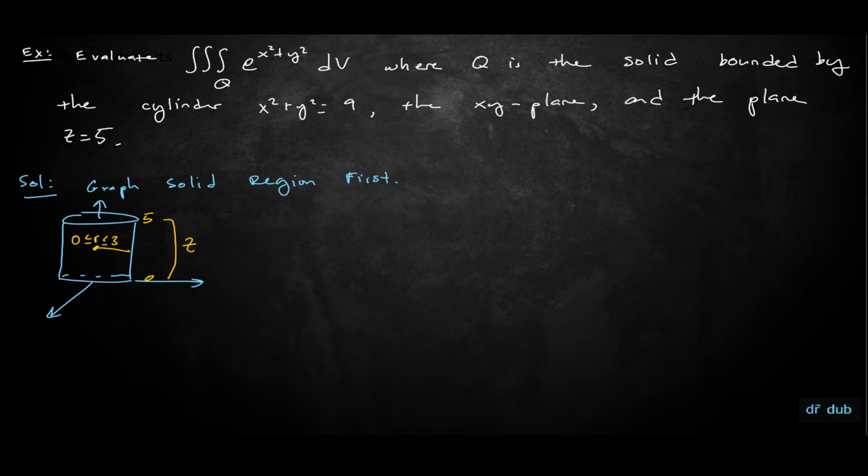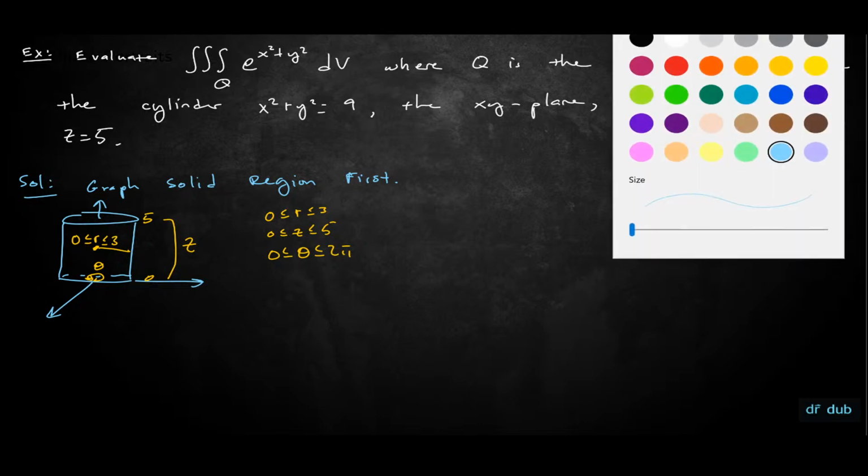And theta is going from 0 to 2 pi. So there's no restriction on theta. Theta is going all the way around. So r is going from 0 to 3, z is going from 0 to 5, and theta is going from 0 to 2 pi, going all the way around the z-axis. So it says no other restrictions except inside the cylinder, above the xy plane, and below the plane z equals 5. So those are our bounds. So actually integrating over a cylinder in cylindrical coordinates gives constant bounds. So just a note.